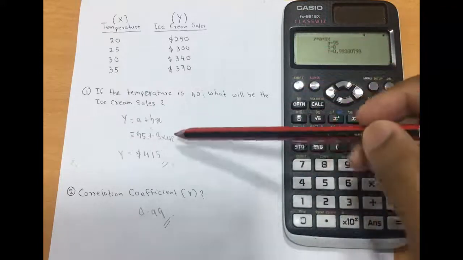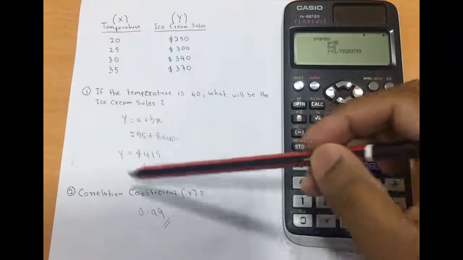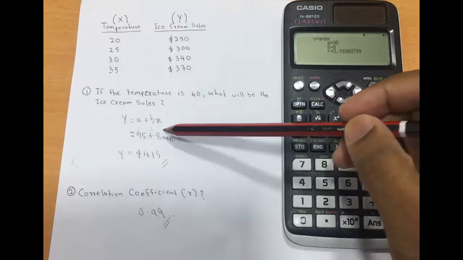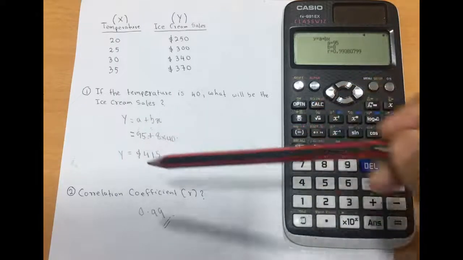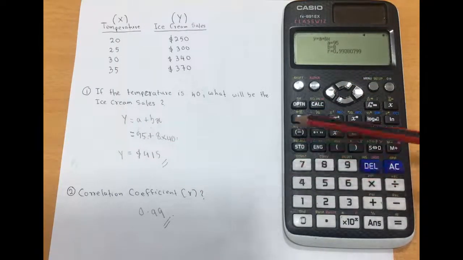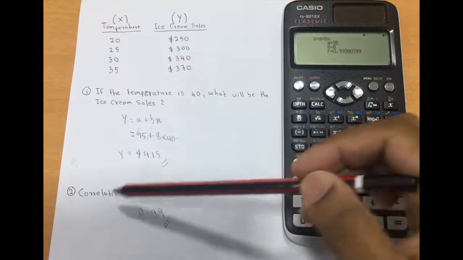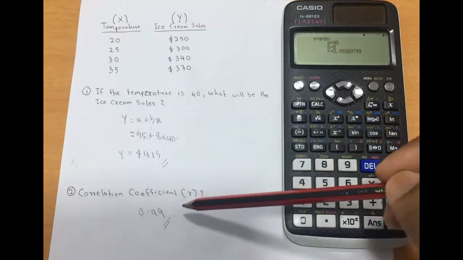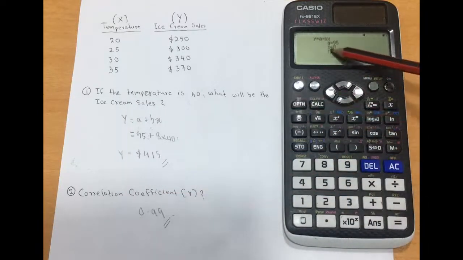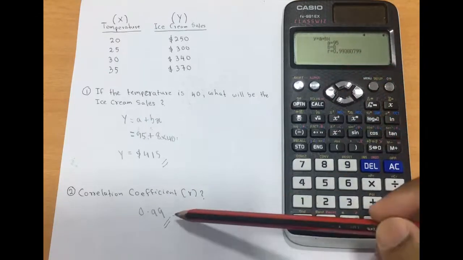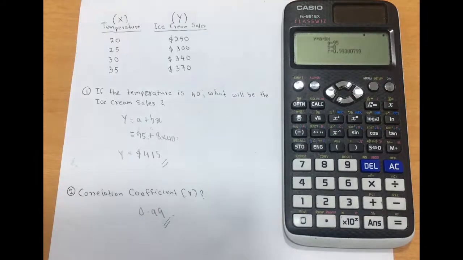So using this formula, you can find what your ice cream sales are if the temperature is 40. If the temperature is 40, your ice cream sales will be $415. And the next question I am asking is, what's the correlation coefficient? That means the R value. You have arrived at the R value also. How much is that? R equals 0.99. So this is how you can calculate the A value, B value and R value using the Casio FX-991EX Classwiz calculator.